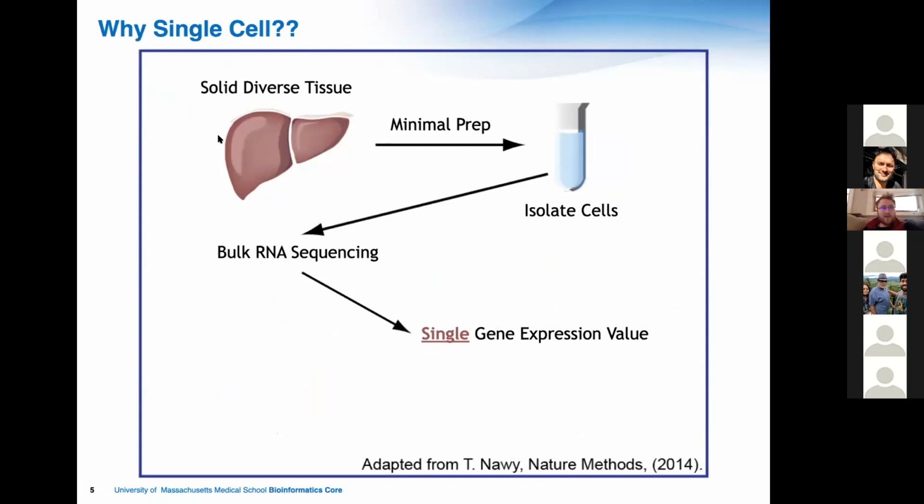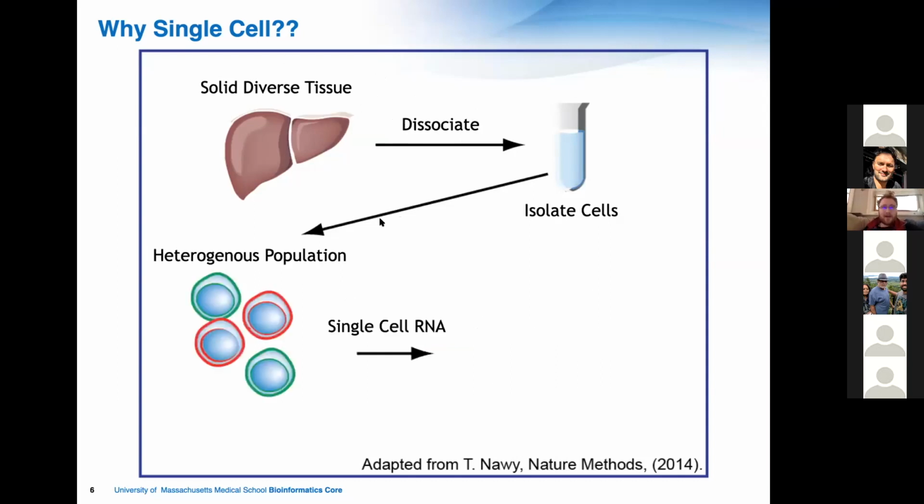So why do people even do single cell? The idea is that for the longest time, you would take a solid diverse tissue, so liver, tumor, whatever the case may be. You would have to do minimal prep, so essentially just an RNA isolation. And then you would do bulk RNA sequencing. And what you get from this experiment is a single gene expression value for every gene that was expressed in the data. However, if we compare that to single cell, what you're going to do is take that solid diverse tissue and you're going to dissociate it into a single cell suspension.